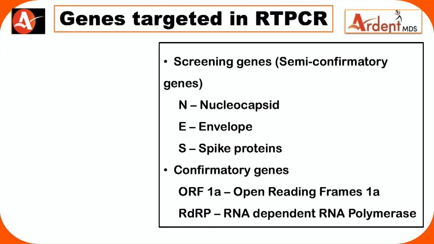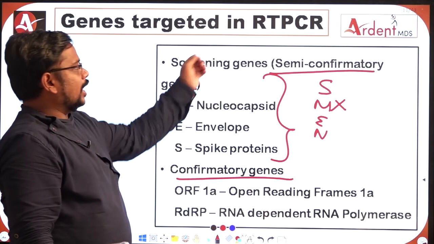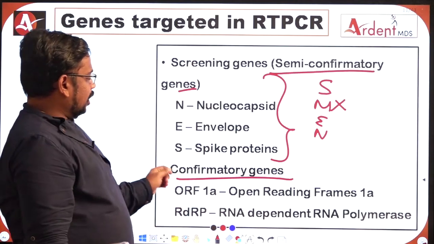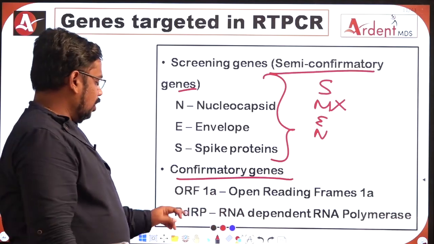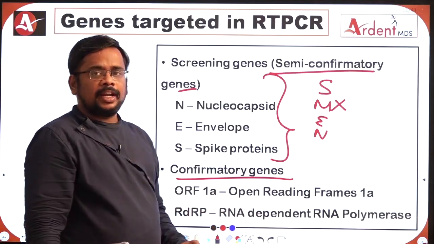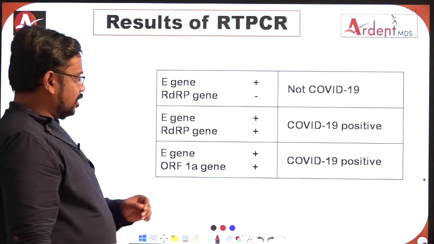What about semi-confirmatory genes? Yesterday in the introduction part we studied about the SMEN proteins, right? Except the membrane protein, the spike protein, envelope protein and nucleoprotein are the gene targets for the RT-PCR. And coming to the confirmatory genes, ORF1A, that is open reading frame 1A, and RdRp, that is RNA dependent RNA polymerase, are the confirmatory genes for the RT-PCR test.